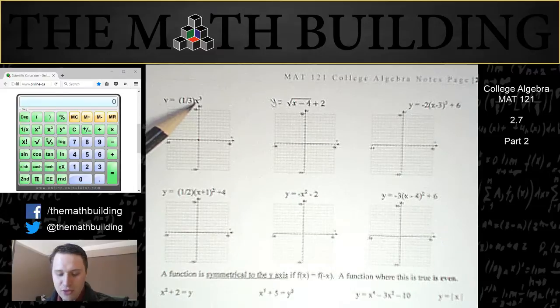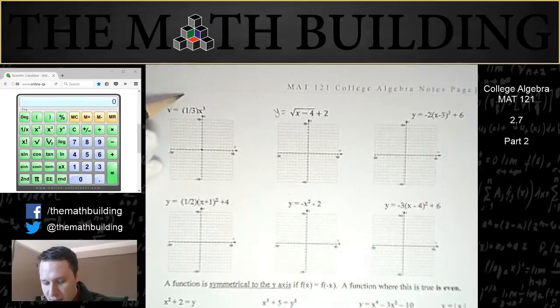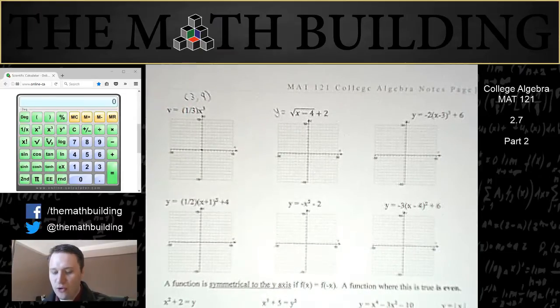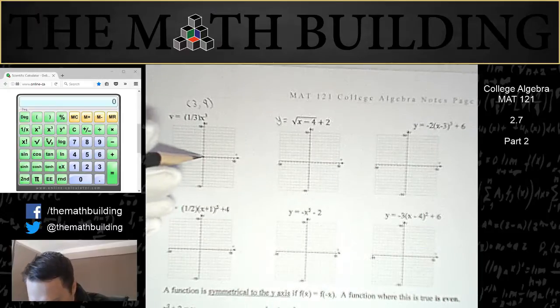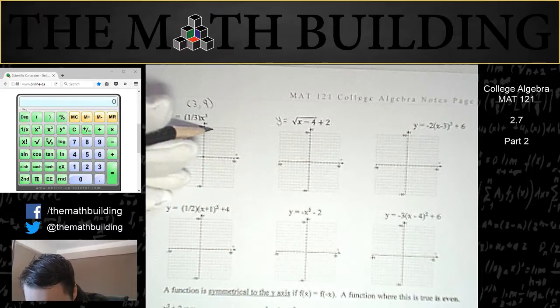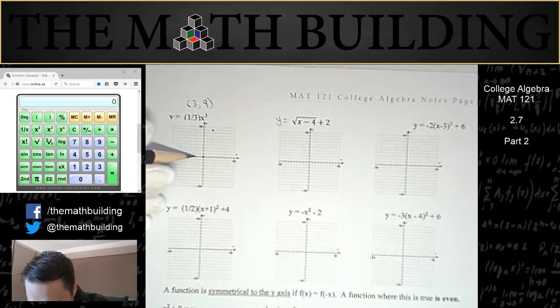Because if we plugged in 3, it'd be 3 times 3 times 3, which is 27. And then 27 divided by 3 is 9. One of the 3's cancel. So if I plug in the point 3 for x, I'll get the point 9 for y. Because 3 times 3 times 3 is 27, times 1/3. 27 divided by 3 is 9. So if I plug in 3, I go up 9. And that at least gives me a concrete point I can put in the graph.